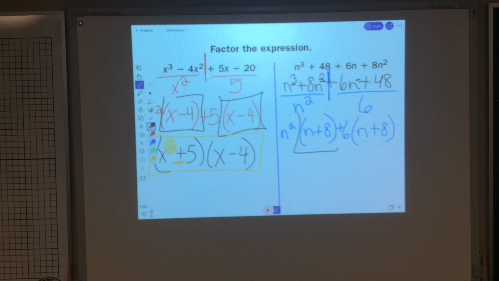So if I check my parentheses, they're the same. So my factors are n squared plus 6 times the quantity of n plus 8. Again, this first one does have a square, but it's an addition problem, so that one is factored completely.